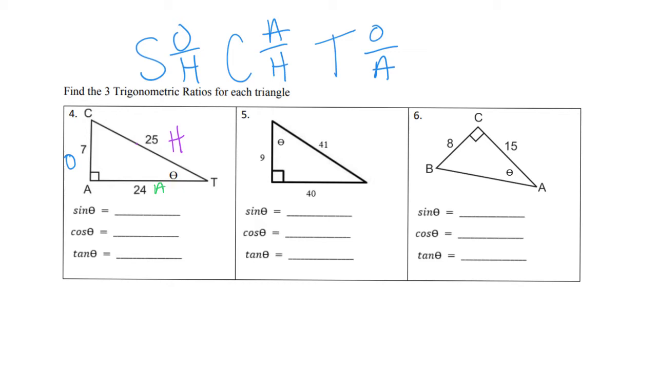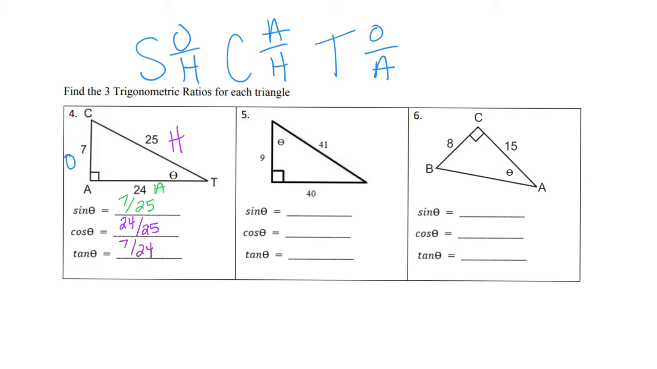Okay, so sine is opposite over hypotenuse. The opposite we have labeled as 7 and the hypotenuse we have labeled as 25. So there's my answer. For cosine, it wants adjacent over hypotenuse, so adjacent is 24 over the hypotenuse, which is 25. Tangent is opposite over adjacent, so it's going to be 7 over 24. And that's it. All right, we're going to do 5 together, and then I'm going to have you try 6 on your own, and then I will show you the answer so you can check that.